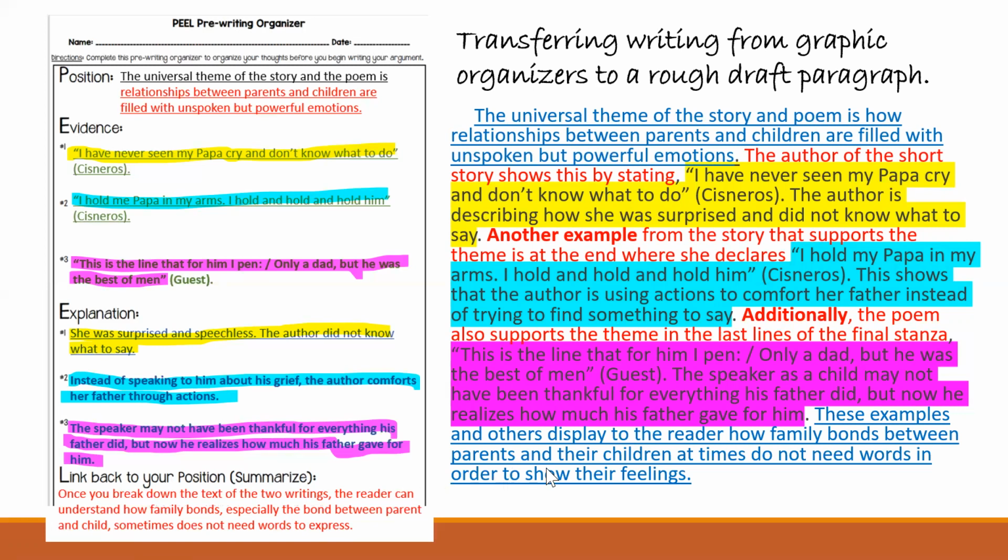So I wanted to slim it down, not make so many words, but I still needed to make sure that it wrapped up all of my evidence and explanations, and it tied everything back to my topic sentence. So we tie it up with "these examples and others display to the reader how family bonds between parents and their children at times do not need words in order to show their feelings." Okay, so that says we have this piece of evidence, but then there's other stuff in there as well. But there's too much there to try to do every little thing.